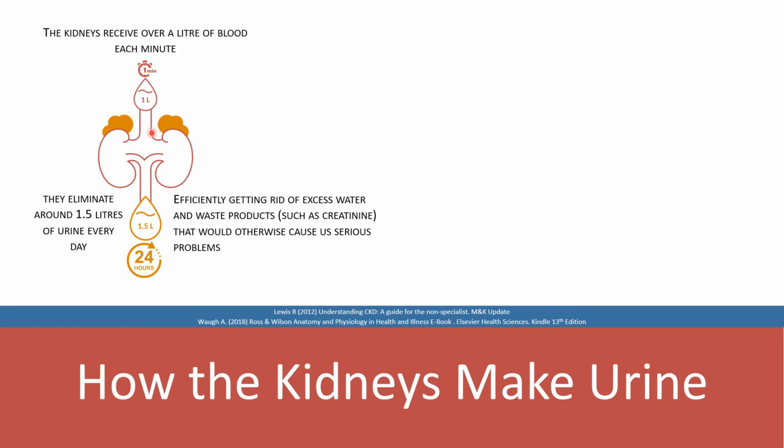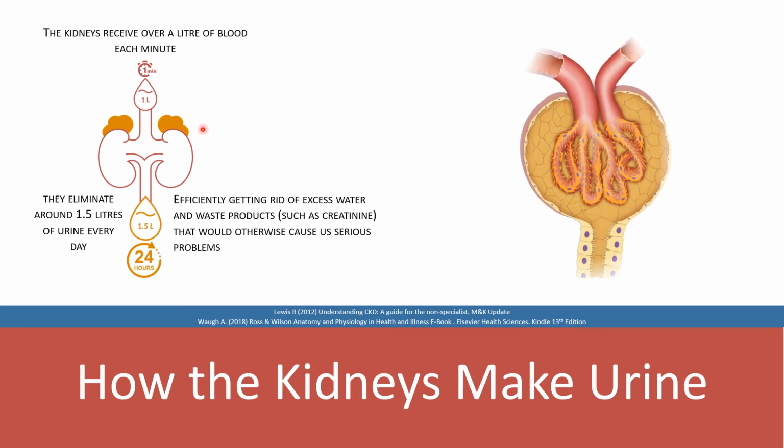If these kidneys couldn't work properly, if we couldn't get rid of excess water and waste products, and the biggie is this stuff called creatinine, and I'll be telling you about this in a second, we would end up with serious problems. Your kidneys are really important in getting rid of creatinine. If your kidneys can't function properly and they can't get rid of the creatinine, then it stays in our circulatory system and then it causes us problems.